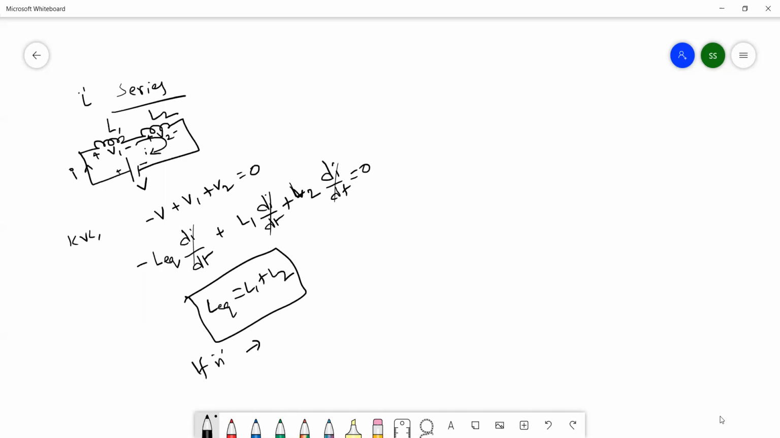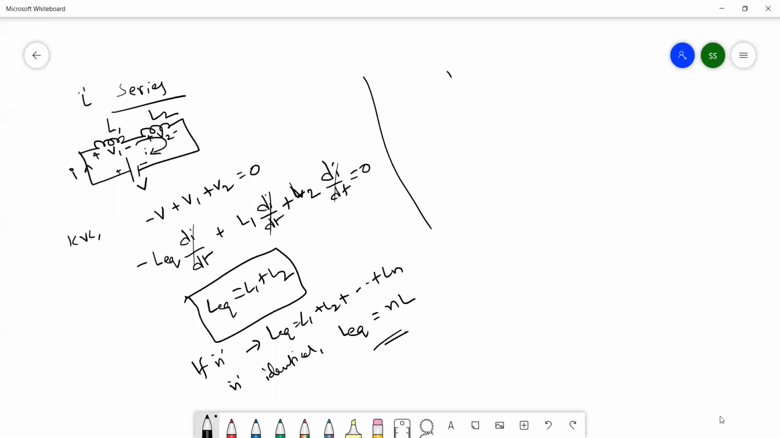If n number of inductors are connected in series, then L equivalent equals L1 plus L2 plus so on up to Ln. If n identical inductors, it is nL, same as for resistance. Similarly, now consider two inductors connected in parallel combination.